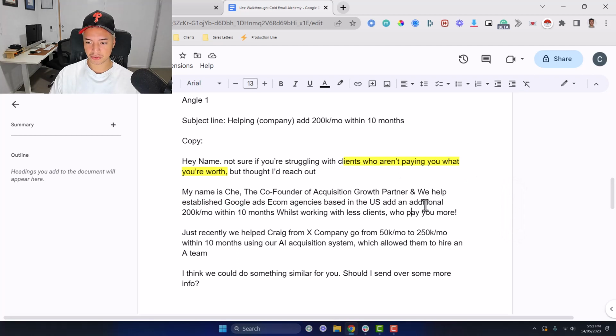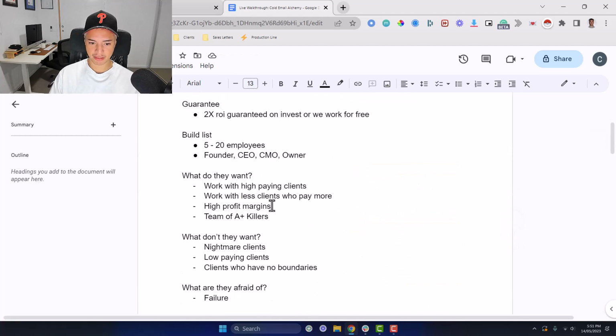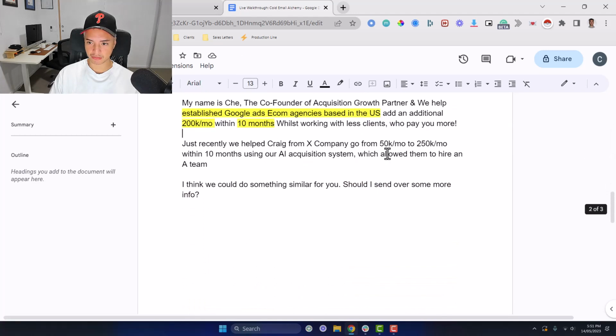It will help you do this. We help niche, add an additional outcome within time frame, whilst working with less clients. So whilst giving them what they want, because they want to work with fewer clients, which is something that I pulled from up here, whilst working with less clients who pay more.